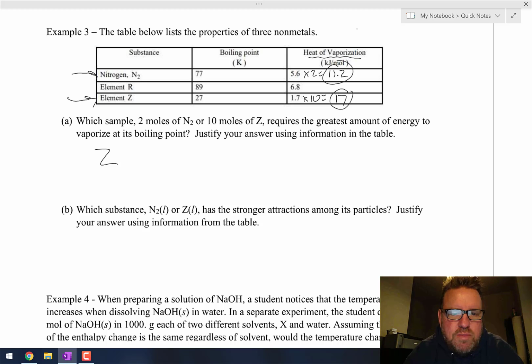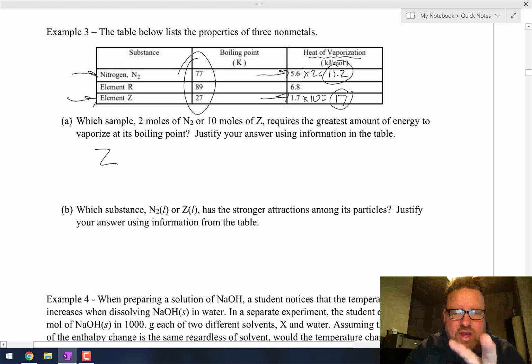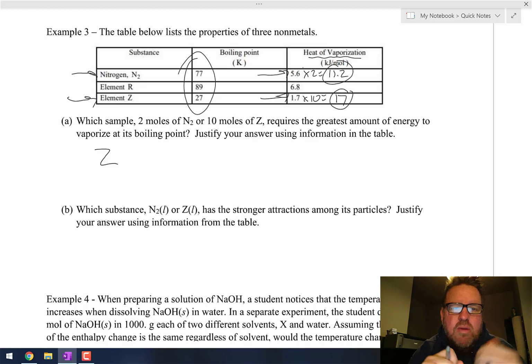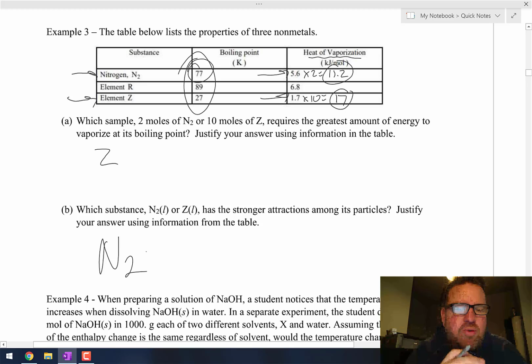Part B, which substance, N2 or Z, has the stronger attractions among its particles? Justify your answer using information in the table. Well, you certainly can use the heat of vaporization, where if you have a mole of each, certainly it takes more energy for nitrogen to vaporize than it does for Z. So therefore, the intermolecular attractions between its molecules must be stronger. Or you can simply say that nitrogen has the higher boiling point, and therefore must have stronger intermolecular attractions between its particles.